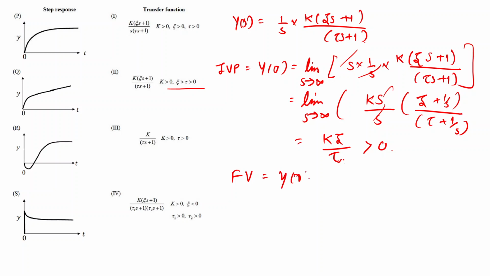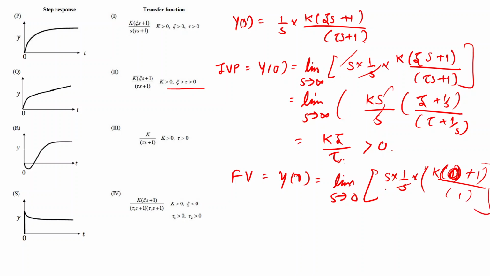It will become y of infinity, that is limit s tends to 0 of k. So we'll be putting s equal to 0, so it will become 0 plus 1 upon again 0 plus 1, that is 1. This will get cancelled out. So the final value will be k, that is some constant. So the initial value is a positive value greater than 0, and the final value is also a positive value, that is greater than 0.